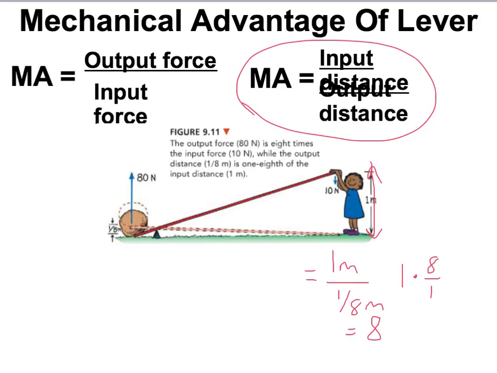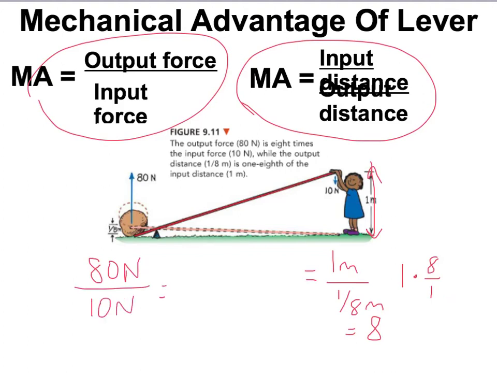Since the numbers are here, let's try it. So now I'm using this formula. In this case, the output force is 80 newtons, and the input force is 10 newtons. If you divide that up, that gives you a mechanical advantage of 8. What this means is that no matter what load is put on this lever, it's going to take 8 times less force to move that load.